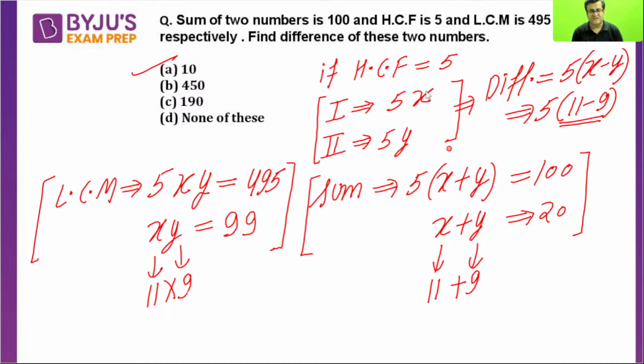So the difference you were supposed to find out. The difference is 5x minus 5y, which is 5 times (x minus y). I put the value of x, I put the value of y. I have explained the complete detail of this question. I expect this is clear to everyone.